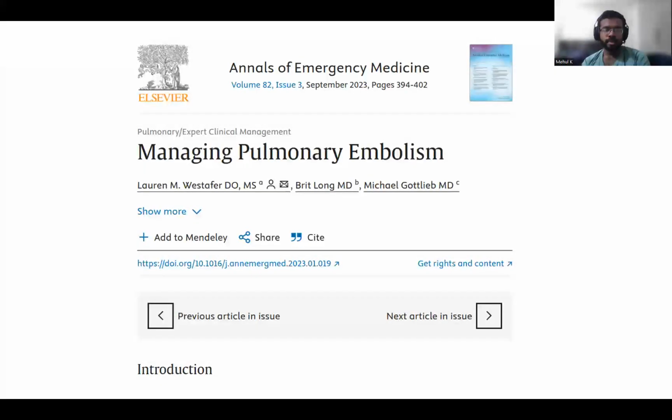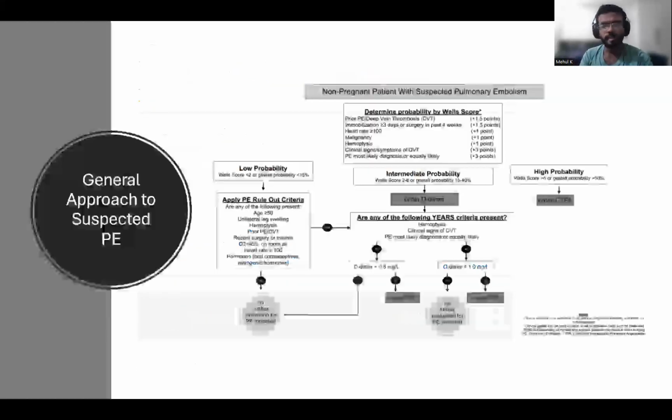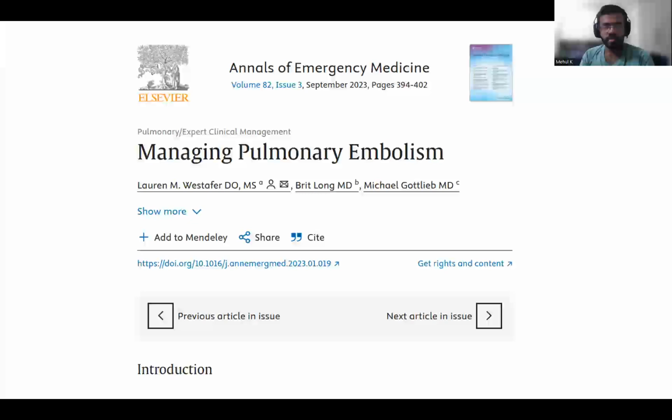So this is basically from this article, which was published in Annals of Emergency Medicine last year, September 2023, and it was written by Lauren Westphal and Ichi. That will be a very familiar name to some of you who listen to emergency medicine podcasts because he's very famous for doing one of them. So it is a very good article, very understandable, easy language. I recommend every PG resident to read this if possible.